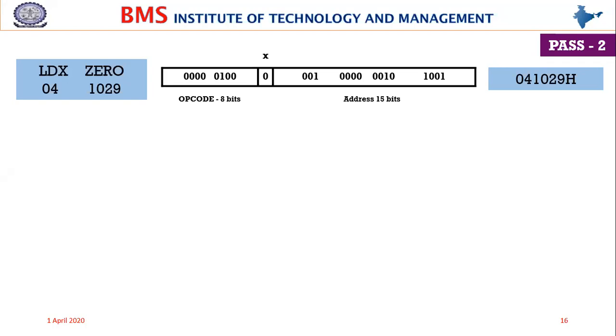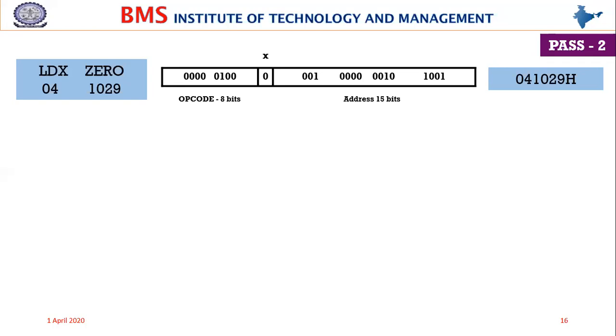In a SIC instruction, we have an 8-bit opcode, 1 bit for the X flag, and the remaining 15 bits for the address. So we are supposed to represent 1029, which is the address of ZERO, an integer constant whose value 0 is present at location 1029. It is written as 0001 for 1, 0000 for 0, 0010 for 2, and 1001 for 9.